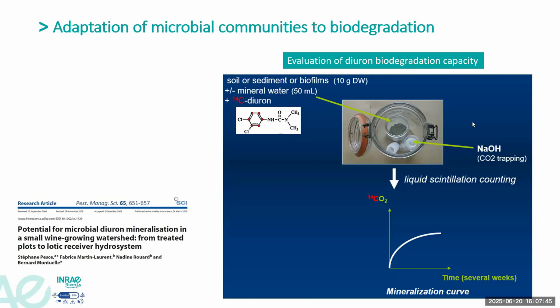We measured the capacity of the microbial communities to degrade the herbicide diuron. To do that, we used 14C labeled diuron. So you can see here the chemical structure of the diuron, and you can see here in red the labeled carbon. And the sediment, the soil, or the biofilm were incubated with the labeled diuron, and then we measured the production of 14C labeled CO2, which is directly produced from the mineralization of the diuron. Meaning that if you are able to detect and quantify 14C CO2, it means that the diuron has been mineralized.